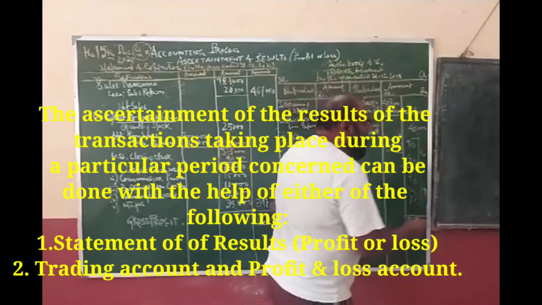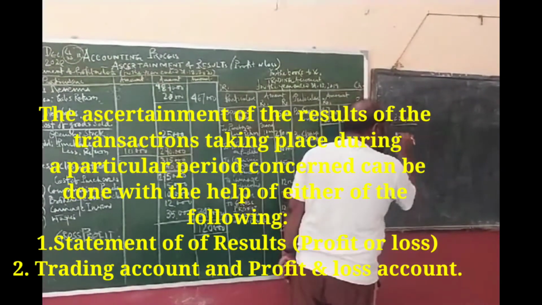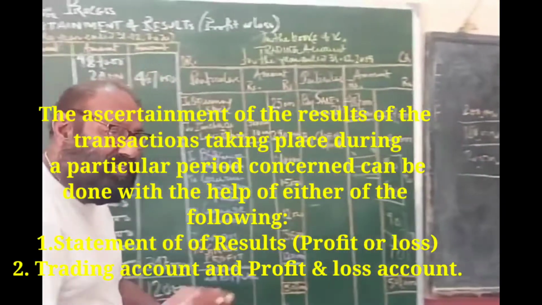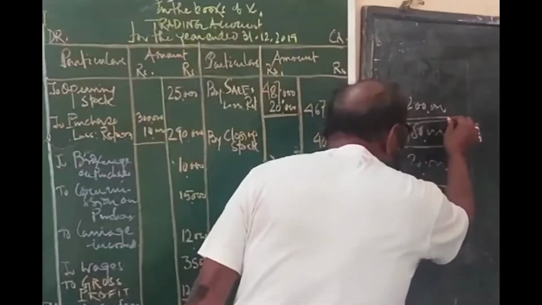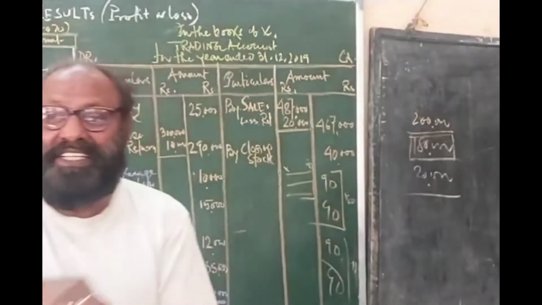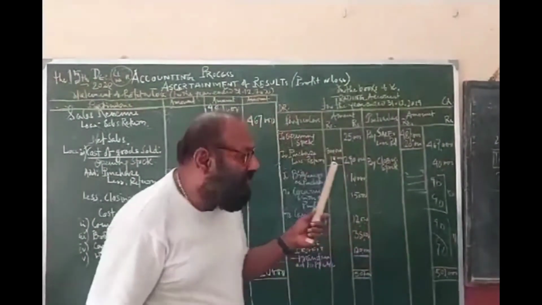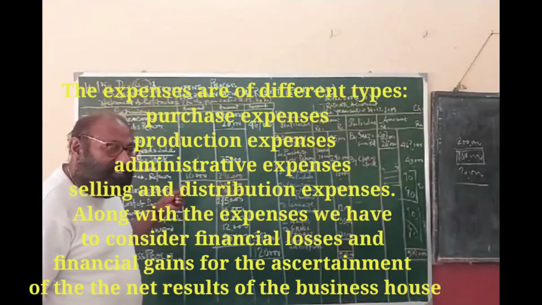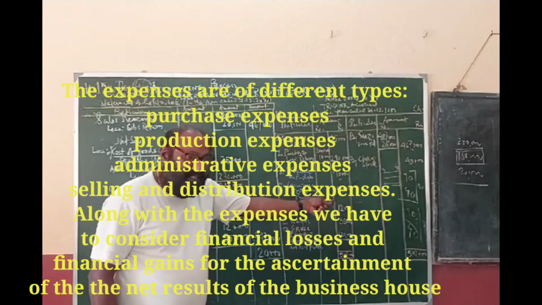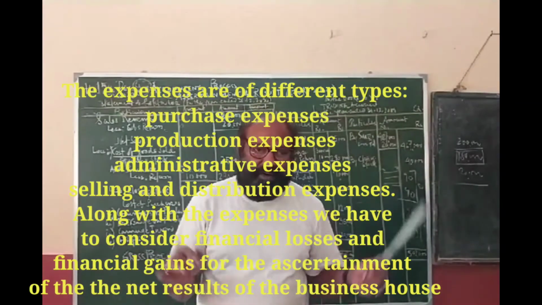Understood? If I have effected sales, and for effecting that sales I have made different types of expenses of 1,80,000. Now this 1,80,000 is not a single expenditure. There are a huge number of items of expenses that I have to make, and a list of those expenses I gave you yesterday. The expenses are of different types. One is purchase expenses, another is manufacturing expenses, another group is administrative expenses, another selling expenses and distribution expenses, then financial losses. Financial gains are different, that would be taken separately.